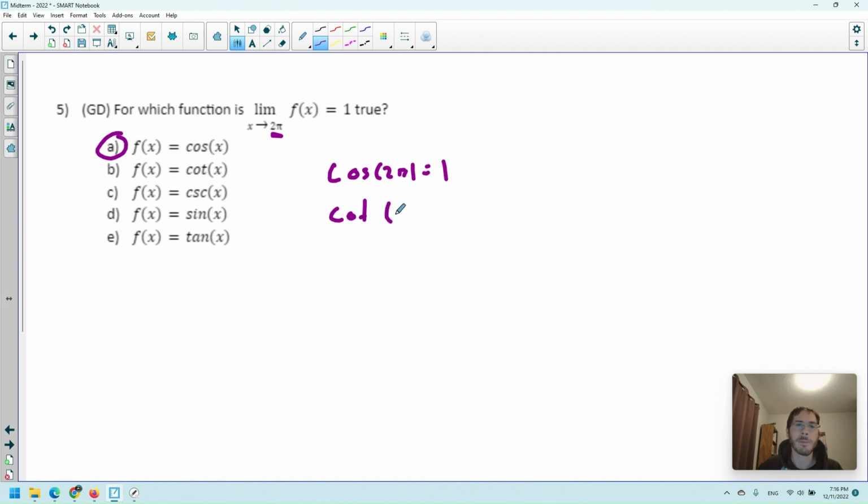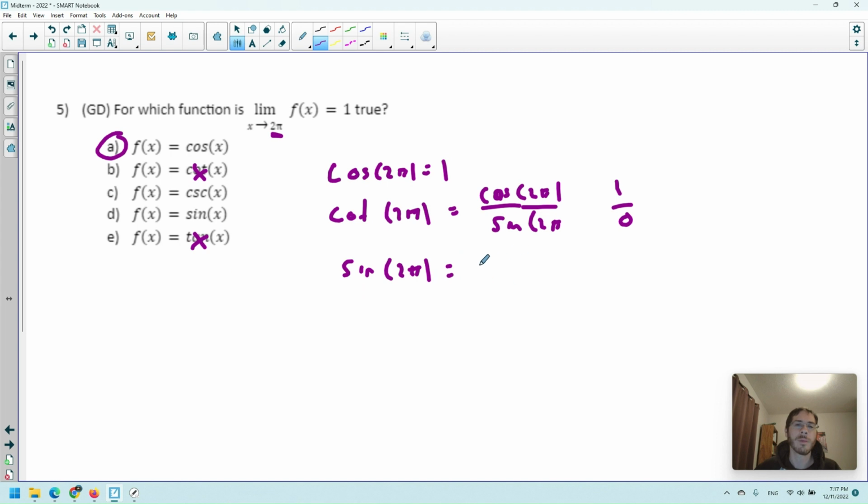Cotangent of 2 pi. Remember, cotangent is not sine over cosine, but the other way: cosine of 2 pi over sine of 2 pi. So that would be 1 over 0, which would be undefined. Tangent would be the inverse. Tangent would be 0, so we'll get rid of tangent as well. Sine of 2 pi would be 0, so we can get rid of sine as well.